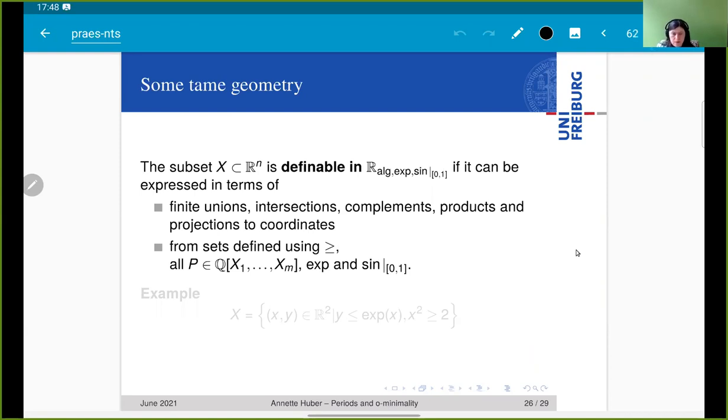So an example of such a set definable in this structure is the set of pairs of real numbers where y is at most e to the x and x squared is bigger or equal than 2. So x squared bigger or equal than 2, that's algebraic, but you're also allowed to use the exponential function in your definition. So this is between minus square root of 2 and square root of 2. And then you have the graph of the exponential function and y has to be below, so something like this. So that's sets of this shape.